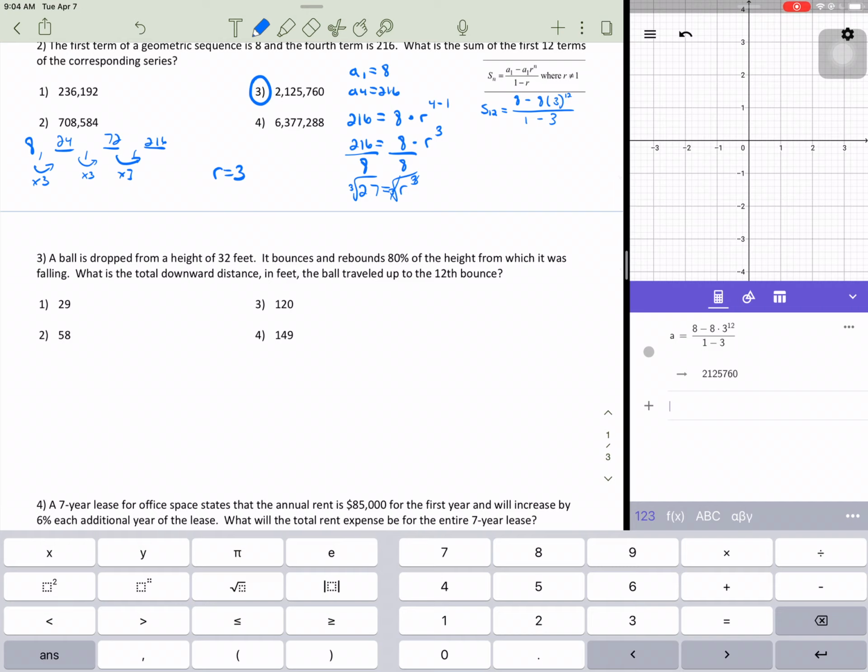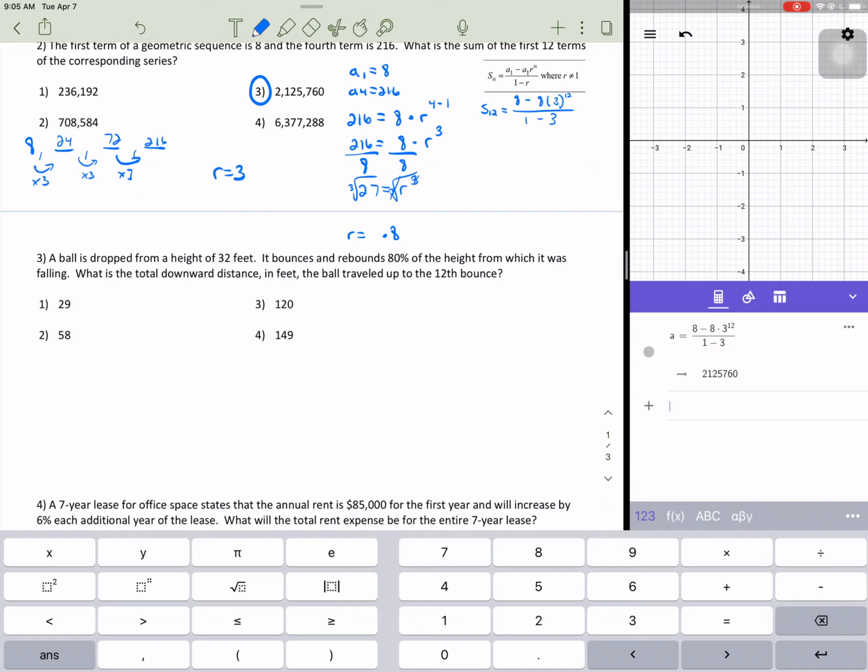All right, number 3. A ball is dropped from a height of 32 feet and bounces 80% of its height. So that's 0.8 is the rate. You multiply by 0.8, it'll tell you what the height is after a bounce, and then another bounce, and another bounce. So it says, what is the total downward distance in feet the ball traveled up to the 12th bounce?